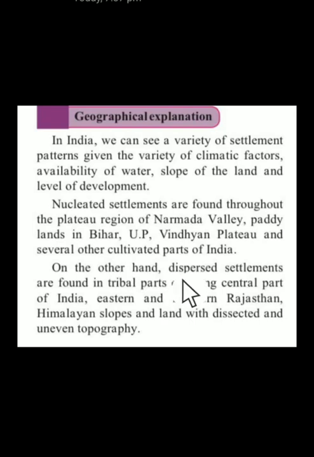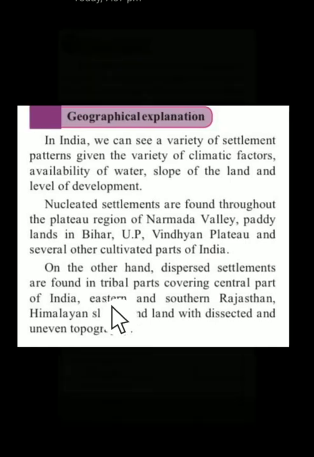That means where the facilities are good, like for example climate, availability of water, slope of land and the level of development, we can find that people are staying in nucleated settlements. There is a very high amount of population in those areas. Whereas in the dispersed settlements, my dear students, that is where there are tribal areas, the desert areas, the Himalayan mountains, all these places we can see that the people are staying very far away from each other.